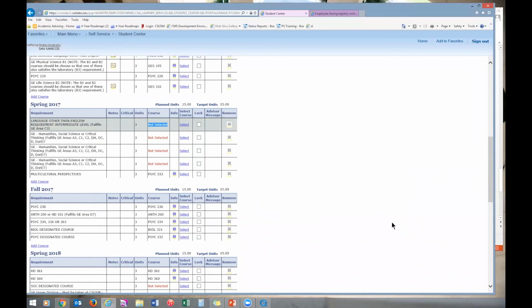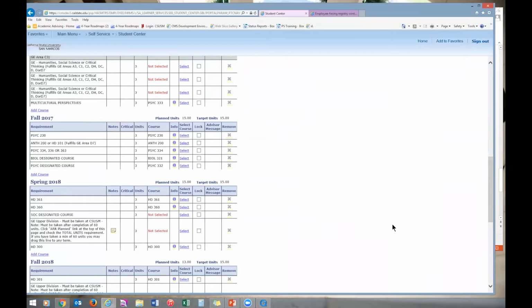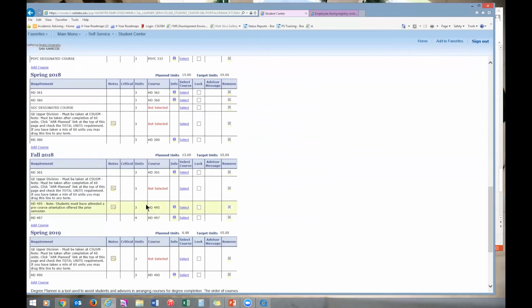Why is this important? Because our academic departments are starting to use this data to see how many students, for example, they'll be able to see, oh, it looks like we've got 63 students who have chosen to take HD 301 in fall of 2018. If not enough students go through and select everything, then they'll say, oh, it looks like there are only 20 students, with maybe the chance of the class not even being offered or not enough sections being offered. So please, please go through your degree planner and select courses.